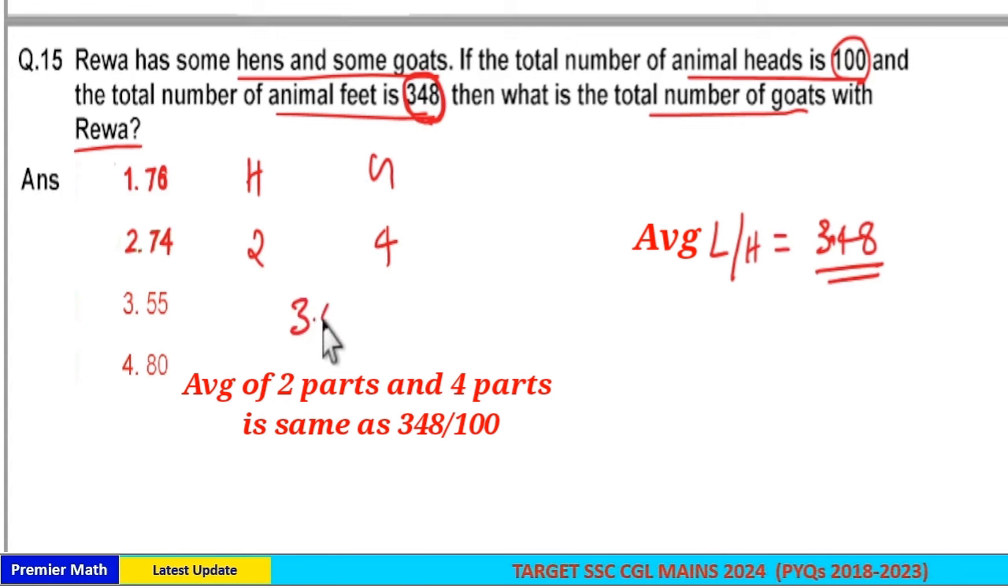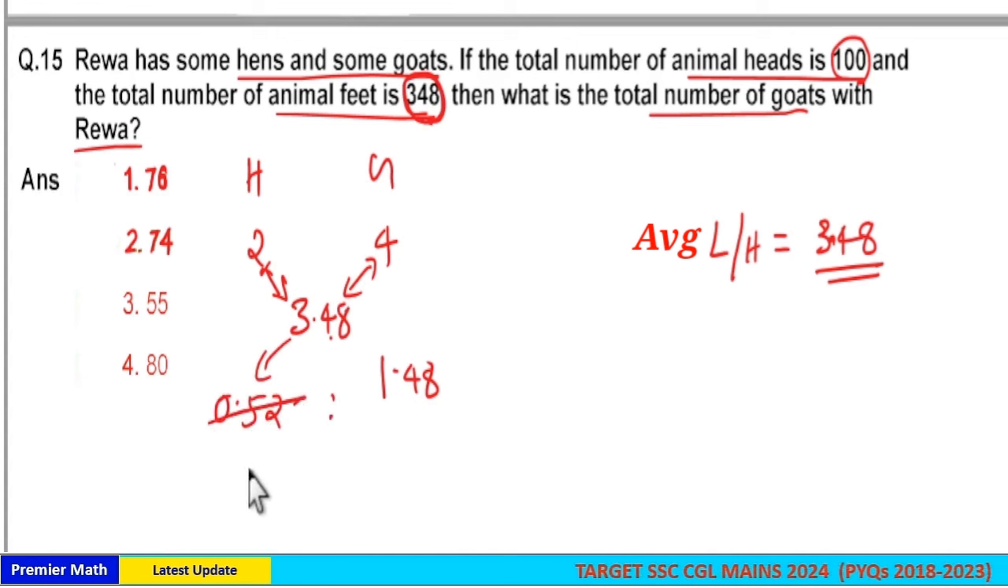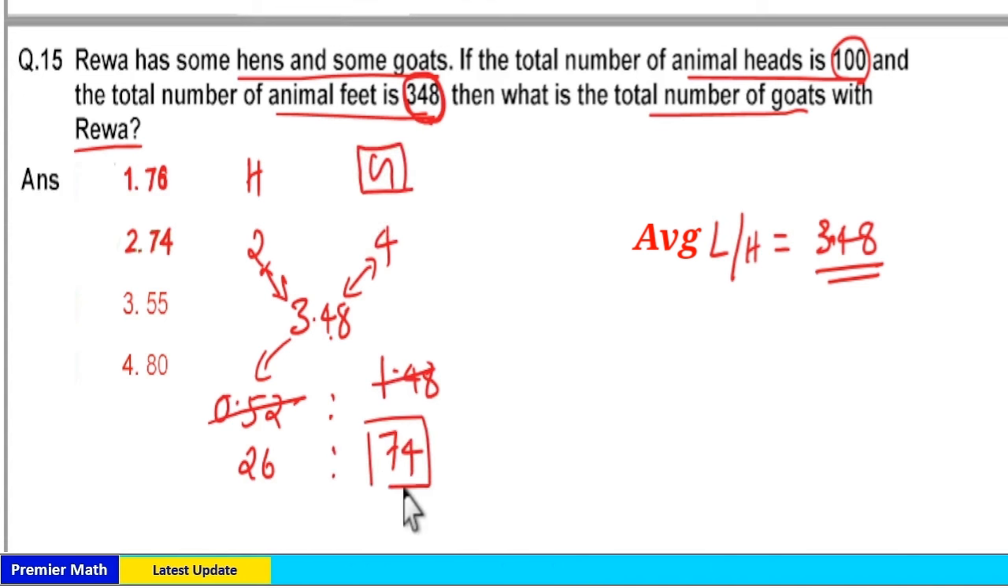Now take the difference between 3.48 and 2, which is equal to 1.48. And the difference between 4 and 3.48 is equal to 0.52. Now if you take the ratio, 2 goes 26 times in 52, 2 goes 74 times in 148. Now you can see the total number of goats is equal to 74, because here 26 plus 74 is equal to 100. Now option 2 is your answer.